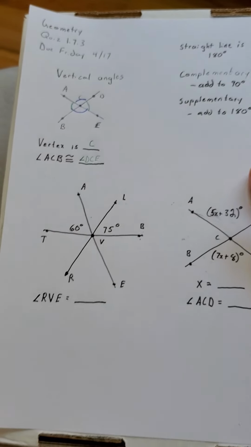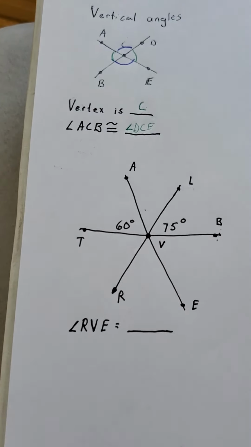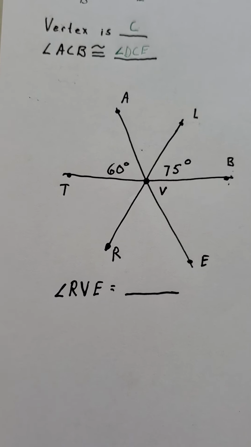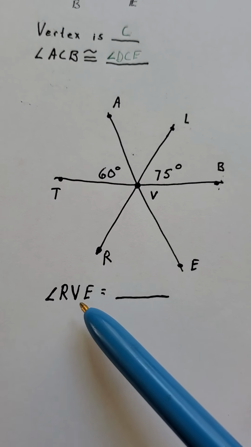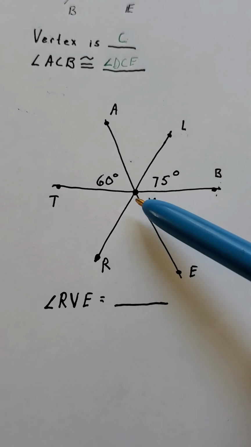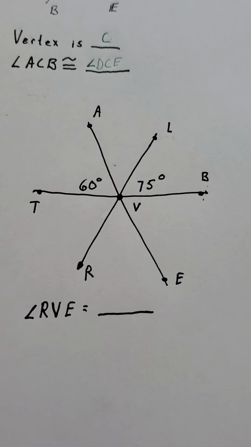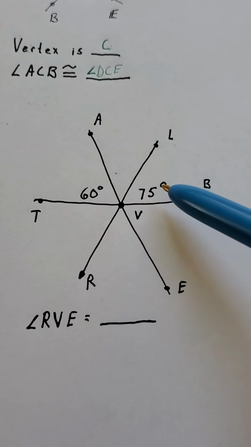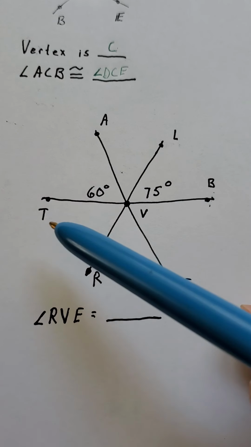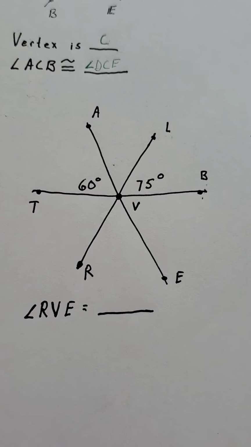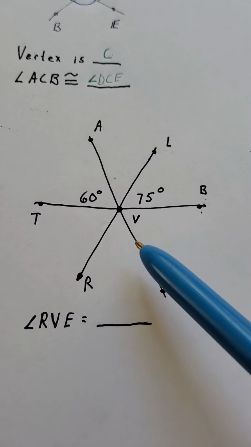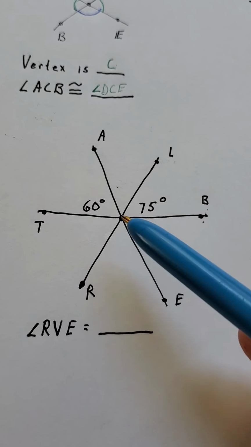Okay. So now let's see how we can apply this into a problem. So now we're given this drawing, and then the question is, angle RVE is equal to what? What's the angle measure? So RVE is here, so we have RVE, and we want to know what that angle measure is given these two values. Here, LVB is 75, AVT is 60, and we need to figure that out. And just a quick reminder, this middle point here where everything intersects is the vertex. So V is the vertex of this drawing.